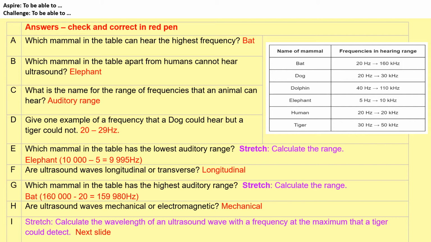I will just give you, before you do that, a pointer on E and on G, because a really common misconception there would be to do 10,000 on E minus 5,000. But that is not what you should be doing. It's 10,000 minus 5, okay? And the same with G. So just check that very carefully.